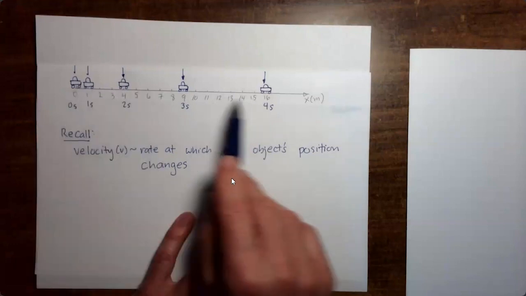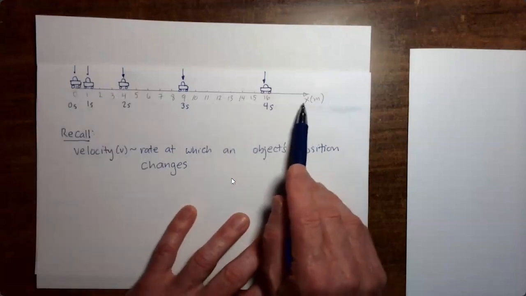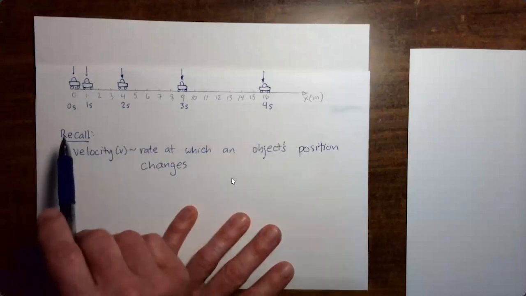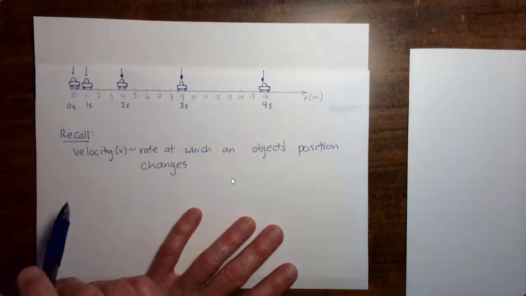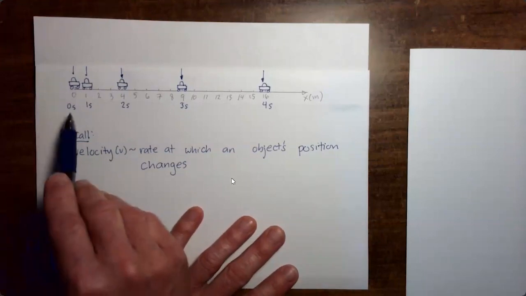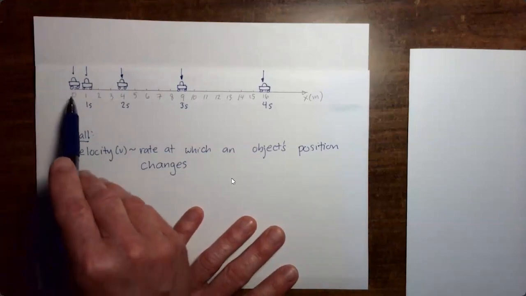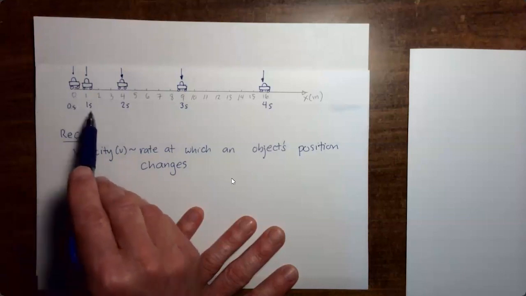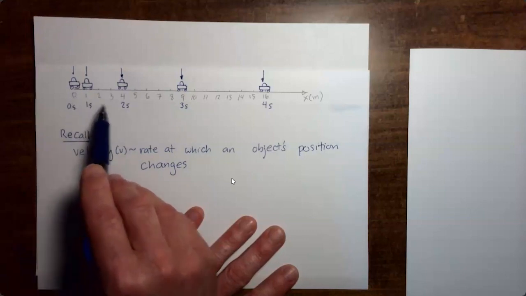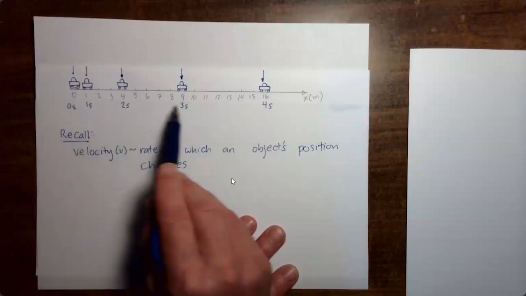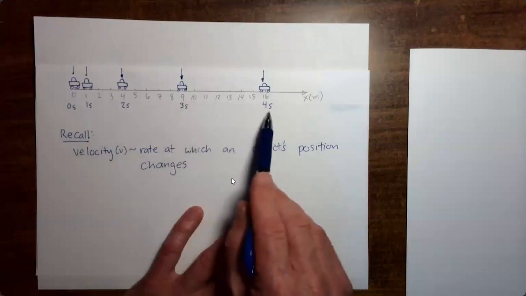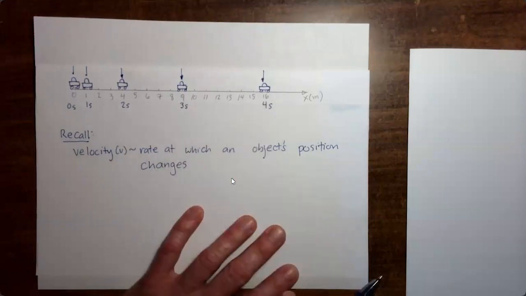So look at the car in the figure here. The car is moving along the x-axis, and the position of the car has been indicated at 1 second intervals. So at time 0 seconds, the position of the car is 0 meters. At time 1 second, 1 meter. Time 2 seconds, 4 meters. Time 3 seconds, 9 meters. And time 4 seconds, 60 meters.